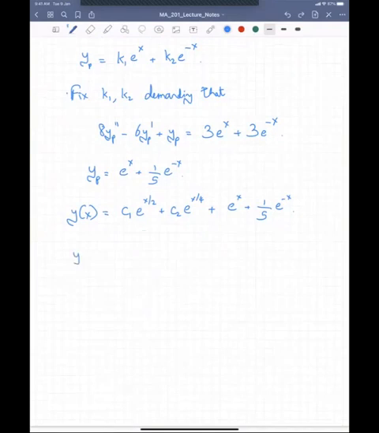So now demand that for this solution, y(0) is whatever is given to you, 0.2. And y prime at 0 is 0.05. And this will fix c1 and c2.